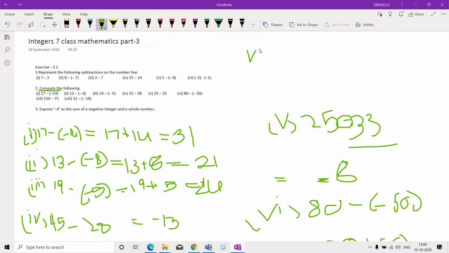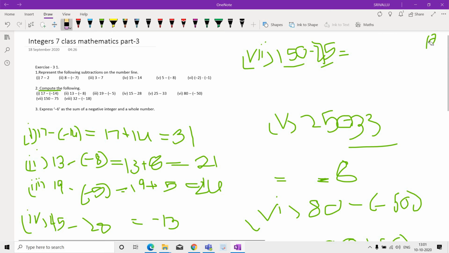So I am writing 7th problem here. Please note the number, 7th problem. 150 minus 75. So how much is 150 minus 75? Here 150 is the big number, 75 is the small number. For big number, positive symbol there. So the answer also will come in positive. So the answer is 75.